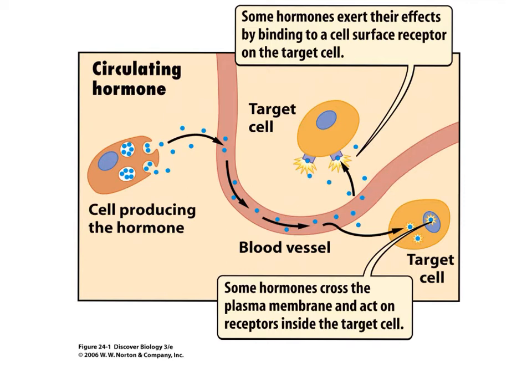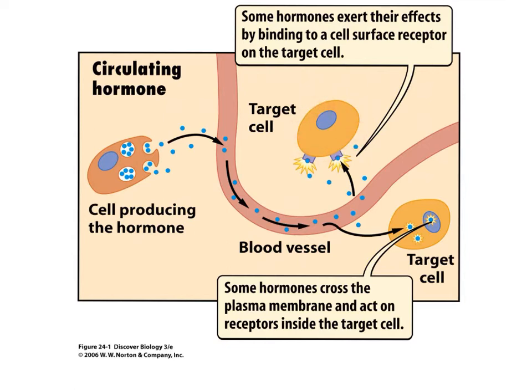Now, for some of those target cells, the hormones have receptors on the cell surface of the target cell. So all the water-soluble hormones, which wouldn't be able to get through the cell surface membrane, have receptor molecules which are specific and complementary in shape to that hormone on the cell surface membrane of the target cell.